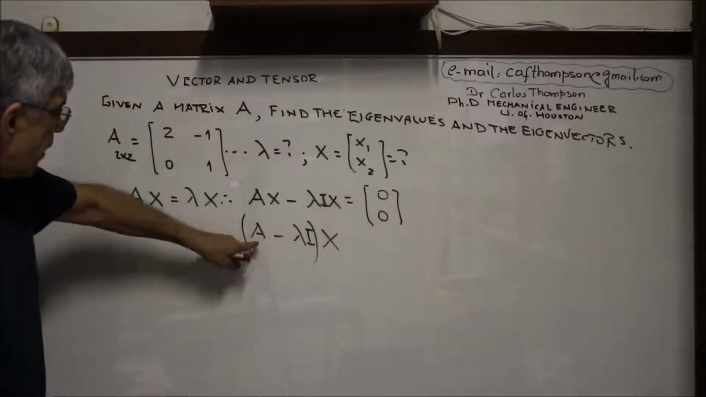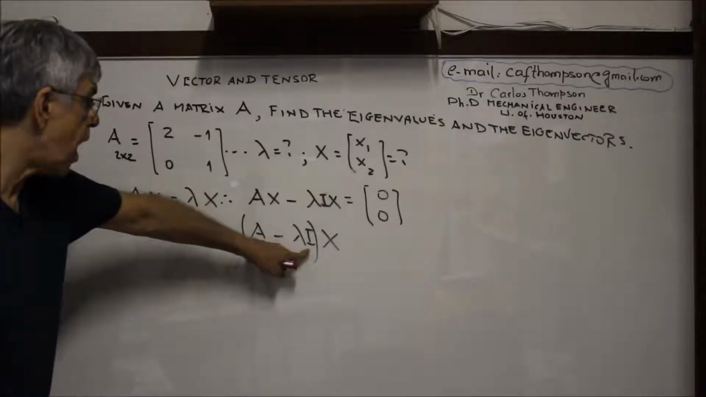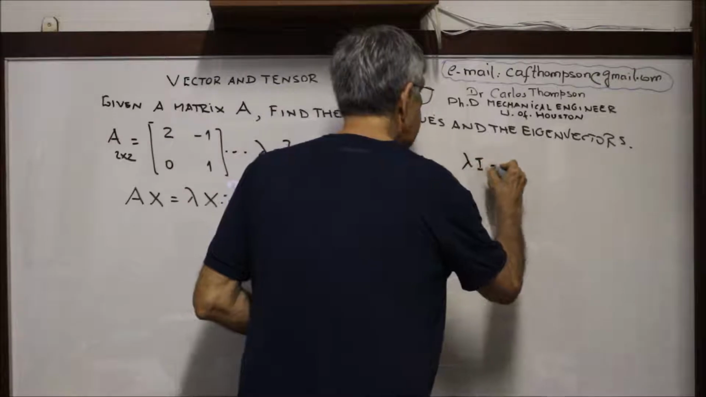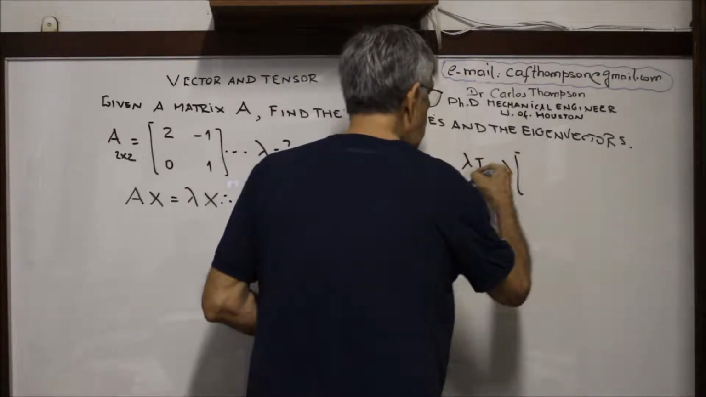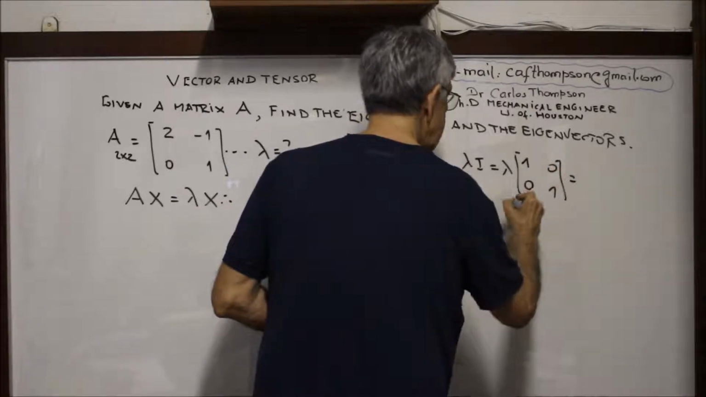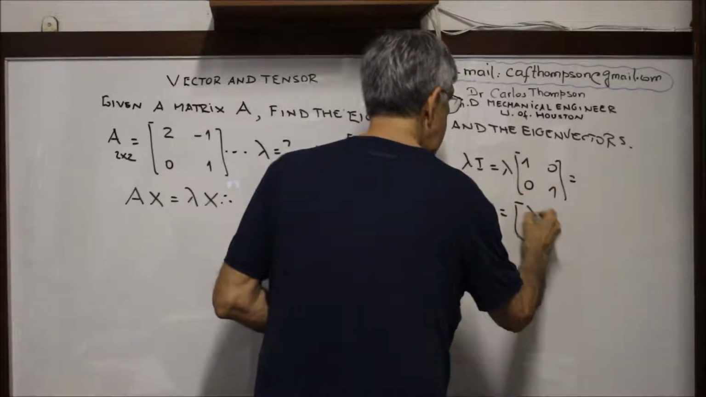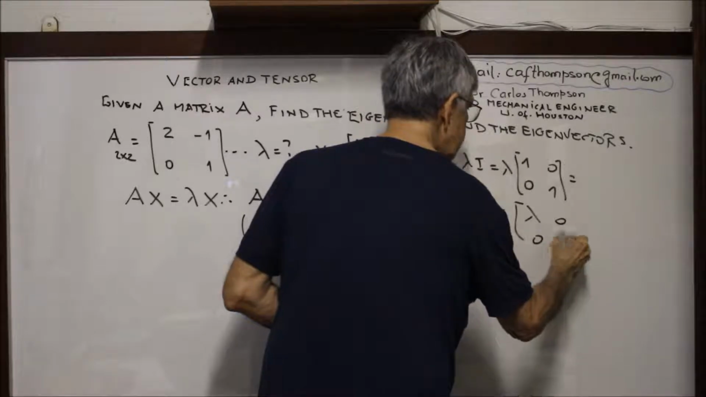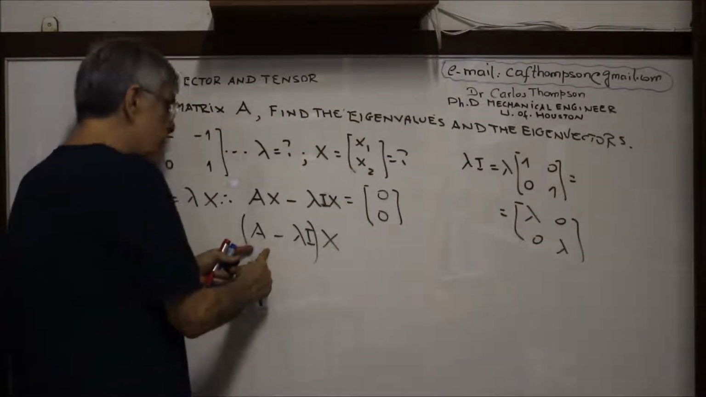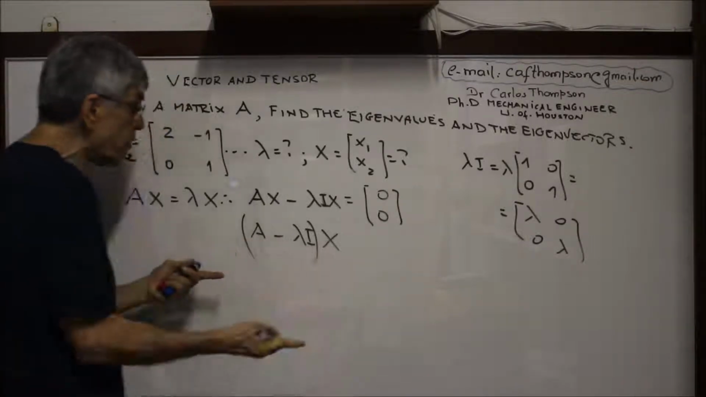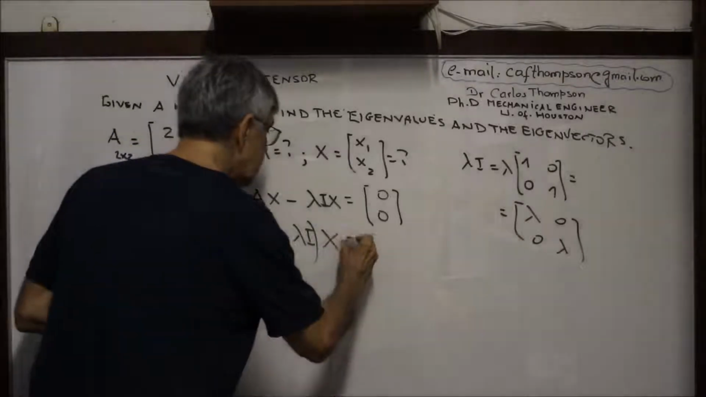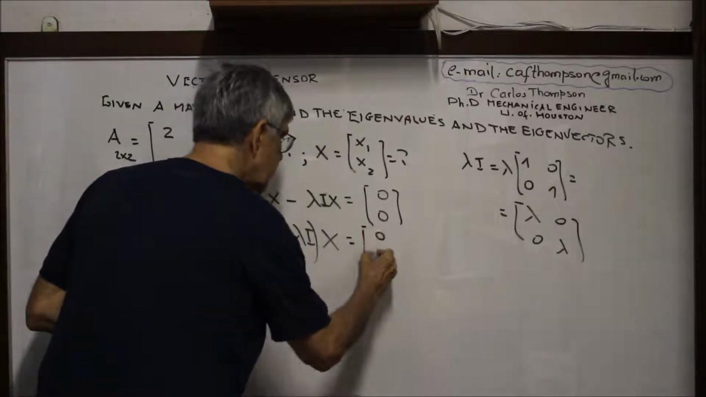Now, here I have A, 2 by 2, minus lambda I is 2 by 2. Let's write lambda I over here. Lambda I is lambda times I. What is I? Identity matrix. This is equal to lambda 0, 0 lambda. You see, this is lambda I. Because A is 2 by 2, minus I must have here a 2 by 2 matrix. So this will be 0, 0.